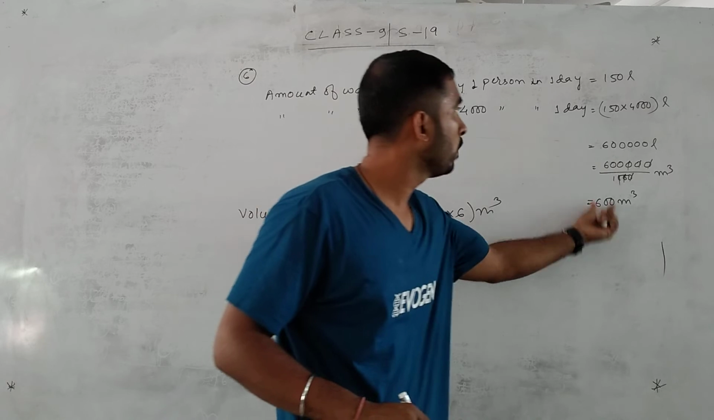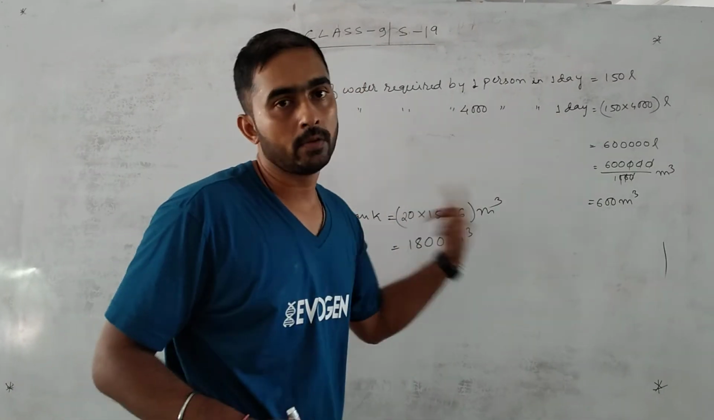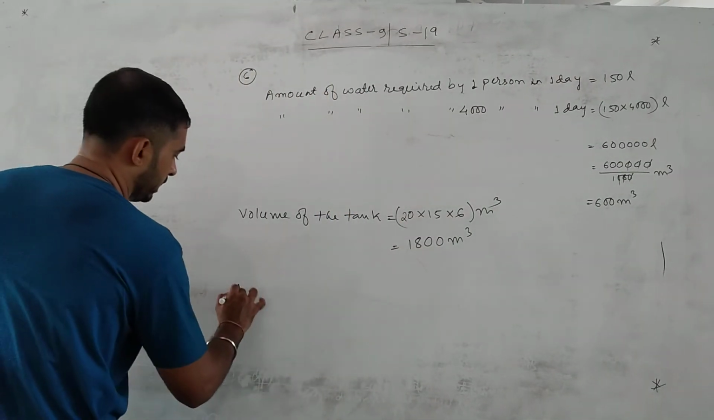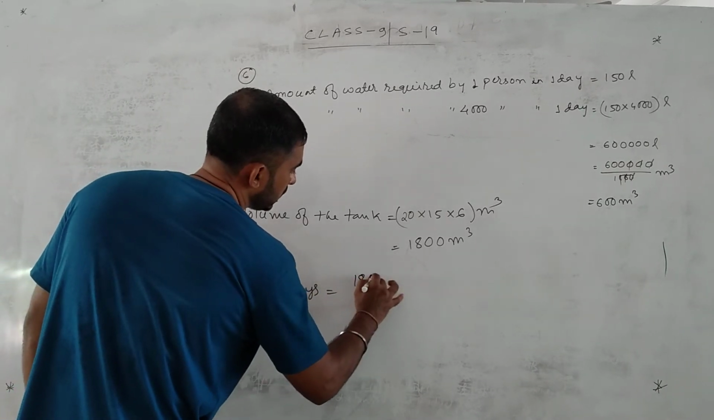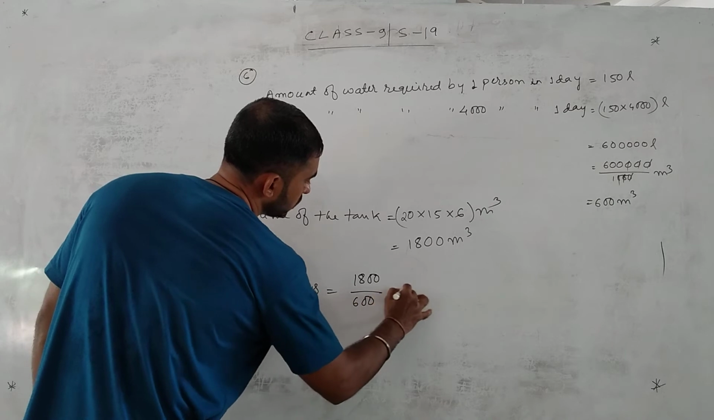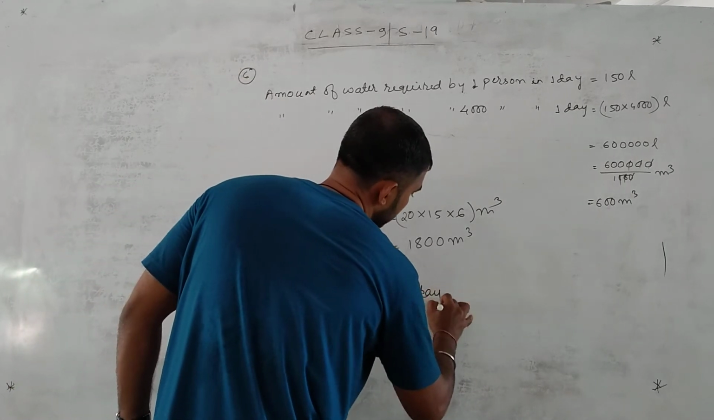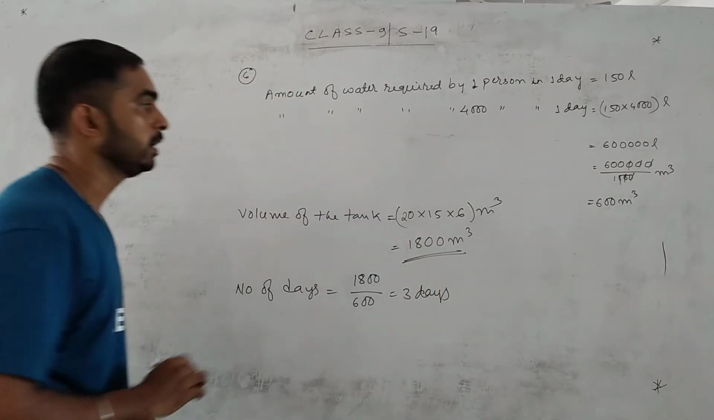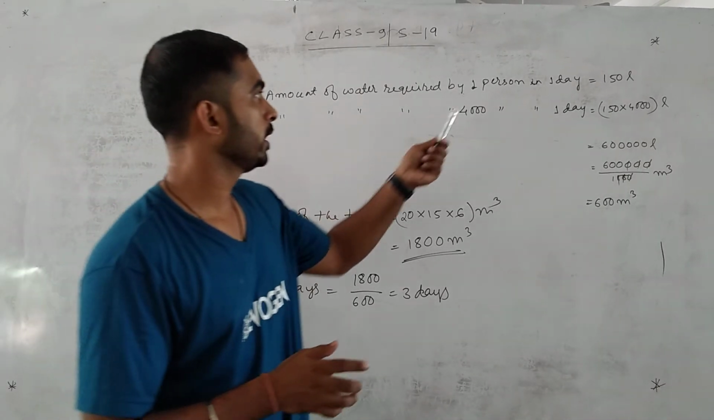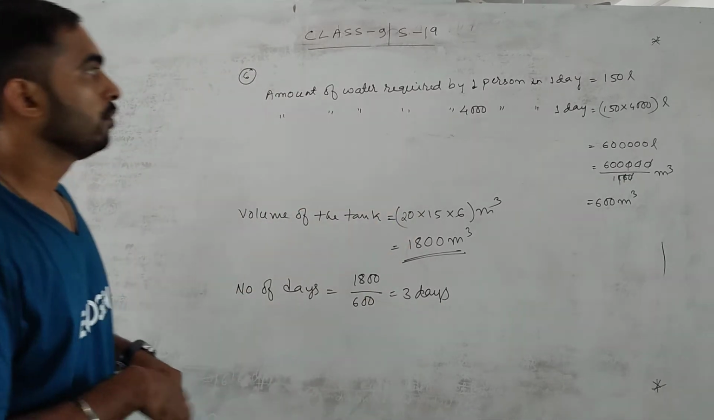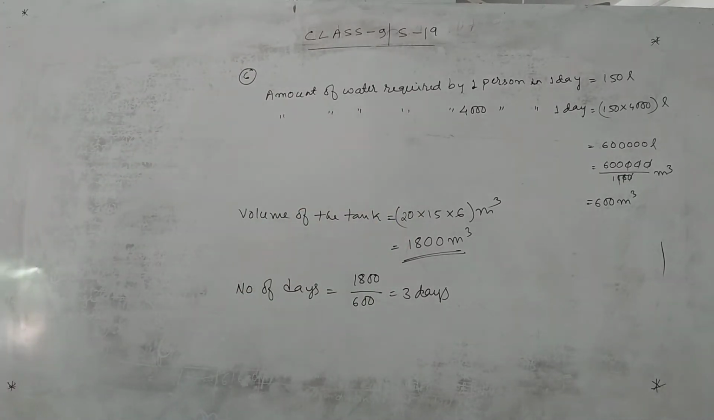See, 600 for one day. So 1800, how many days? Divide them. So number of days equals 1800 by 600, equal to 3 days. So this amount of water will last for 3 days, if 150 liters of water is required by one person and there are 4,000 persons present in the village.